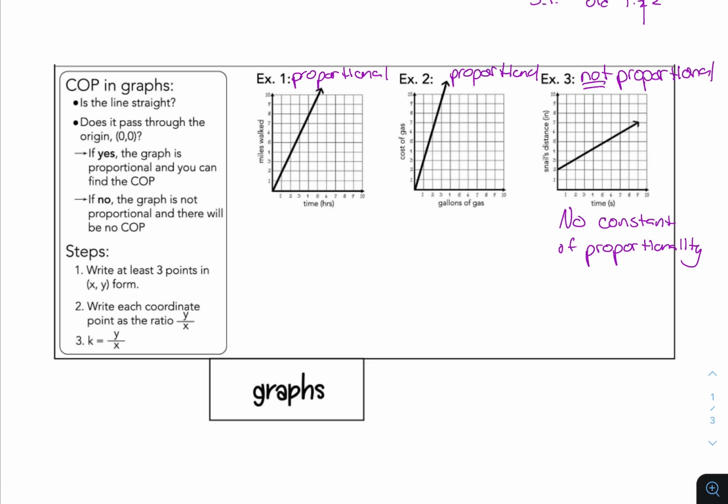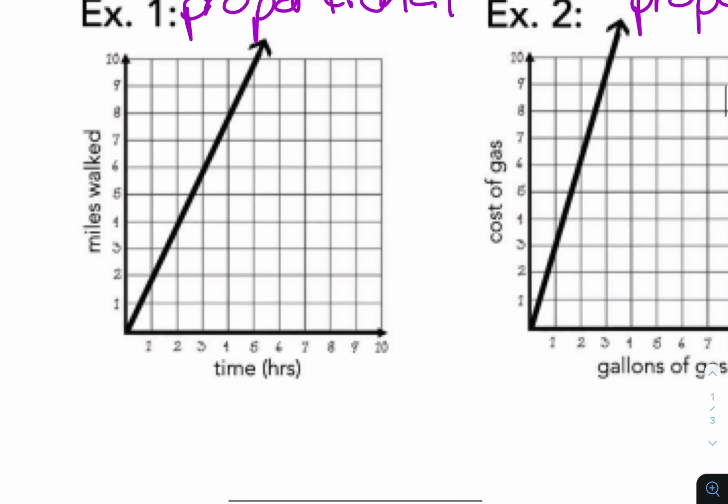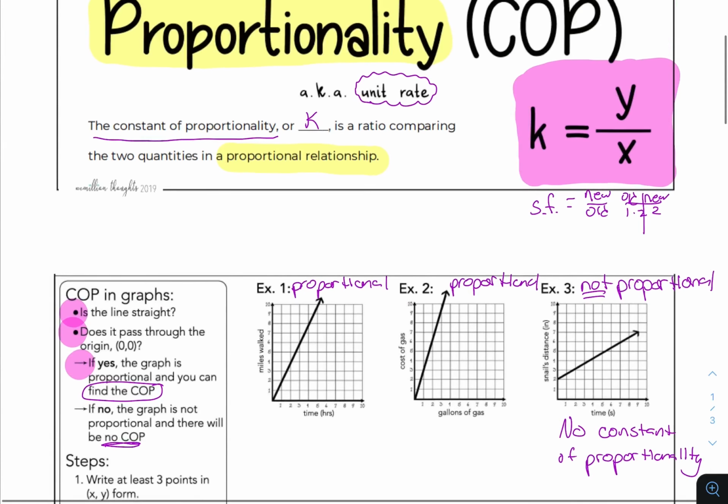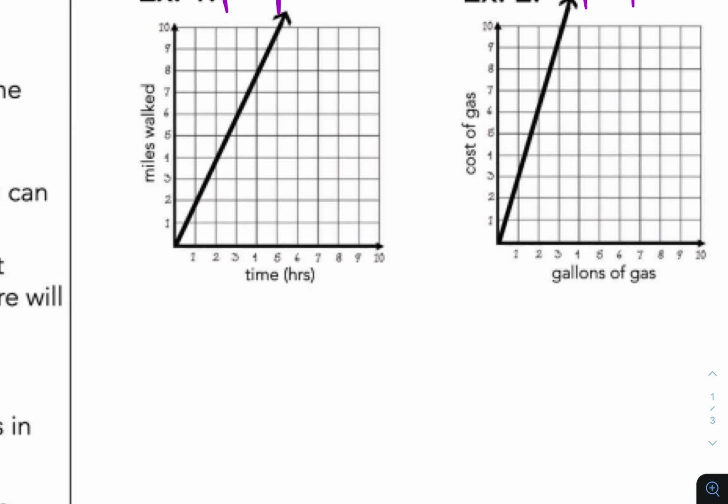All right, so let's come back to example 1, example 2. Now over here, we just highlighted those steps. Is it a straight line? Does it pass through 0, 0? If it does, then you can find the constant of proportionality, or COP. If no, then you can't find one. It's not possible. Now you're saying to yourself, well, Ms. Carbone, how in the heck can we find the constant of proportionality from a graph? Well, we know from what we just defined the constant of proportionality is y over x. So there's a couple of ways we can do this.